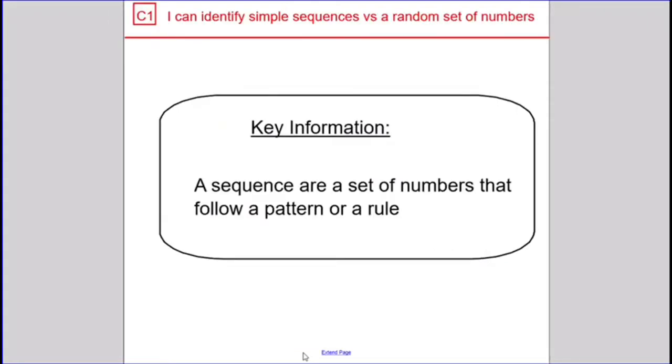Moving on to C1, I can identify simple sequences versus a random set of numbers. So we've got key information here. A sequence is a set of numbers that follow a pattern or a rule. Now it's very important that you jot this down somewhere so that you can refer back to this anytime that you forget what a sequence actually is. So do pause the video and give yourself enough time to write this down.